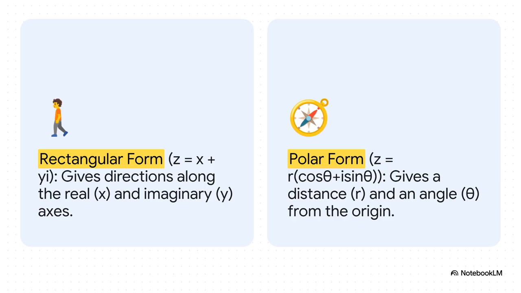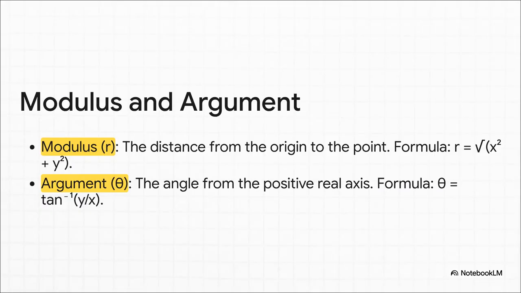But the second one, polar form, is more like just pointing. It tells you 2 things: how far away it is in a straight line and at what angle you need to turn. Right, and these 2 pieces of info have their own special names. That straight line distance, r, we call that the modulus. And you can find it super easily with the Pythagorean theorem. You probably remember that from school. And the angle, theta, that's the argument. It's really just the direction you're pointing.